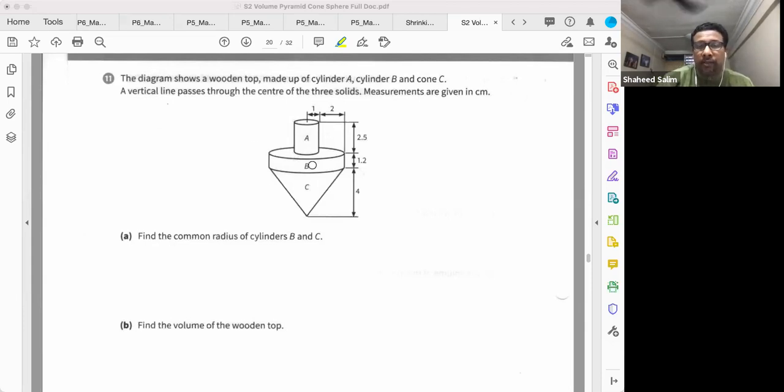Now, this one is a cylinder. Remember the cylinder formula? Base area times height. This one is also a type of cylinder: base area times height. This one, base area times height divided by 3. Okay, easy, right? You know what a top is, right?